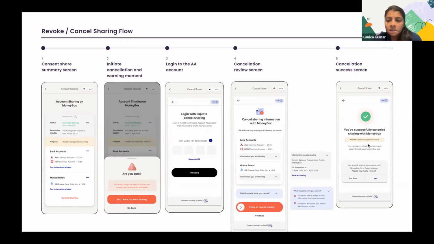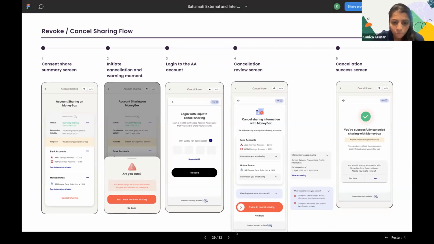And then finally, on the last screen, you'll see that highlighting once again that the cancellation might have happened only for one particular service, but that FIU might still have your information for another service that you might have signed up for. And so being completely transparent as the account aggregator on where else their information is being shared after they cancel one.